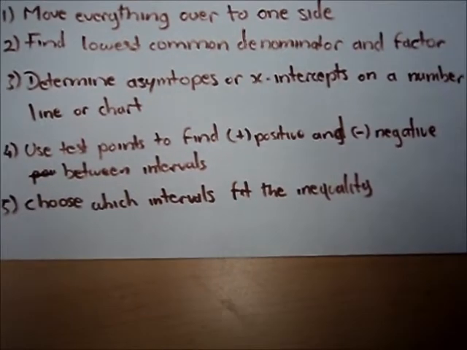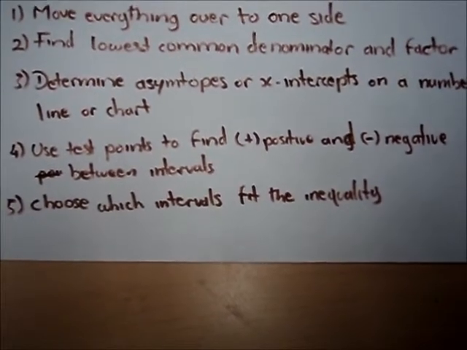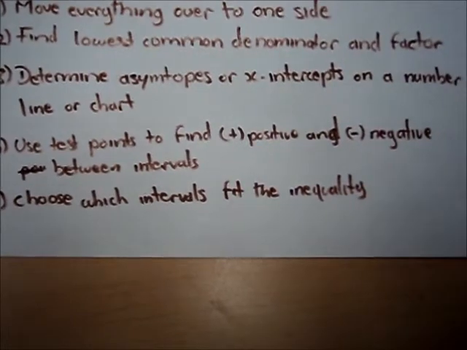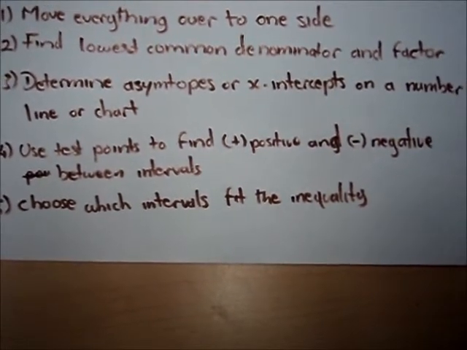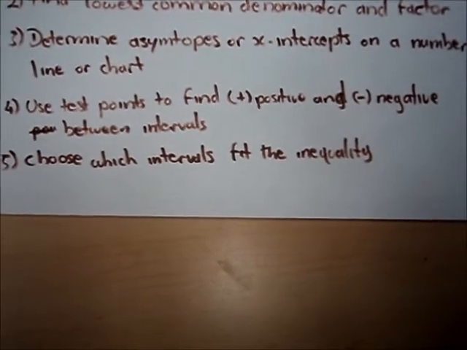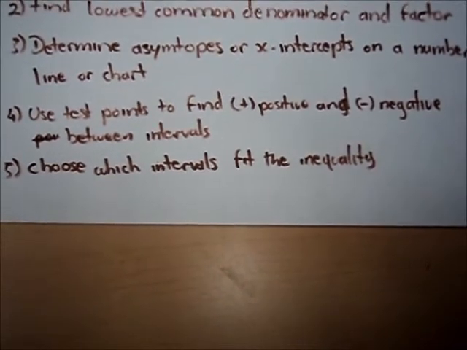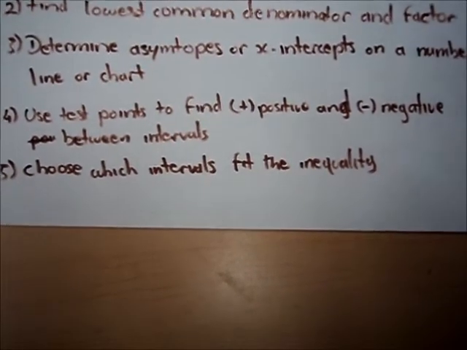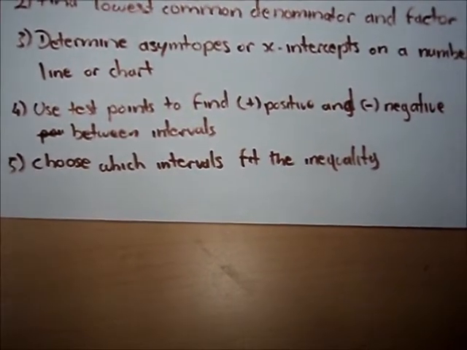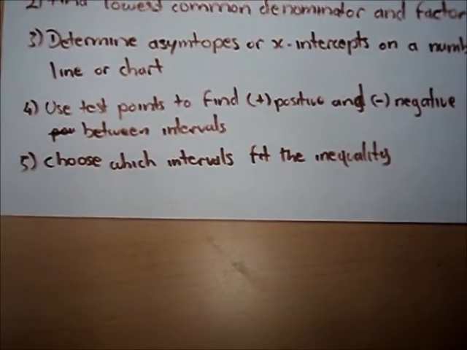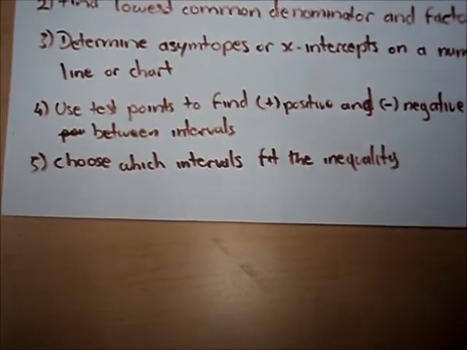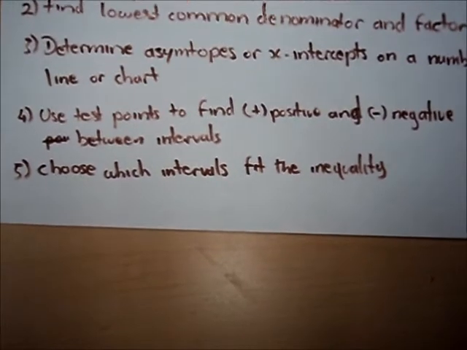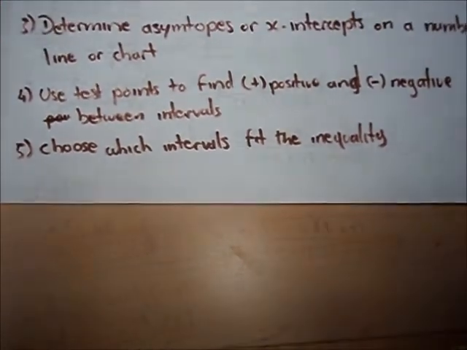After we find the lowest common denominator, we'll determine the asymptotes or the x-intercepts on a number line or a chart. In our presentation, we're going to do both to show you exactly how to do it. For the fourth point, we're going to use test points to find the positive and negative places between intervals. And for the last thing, we're going to choose which intervals fit the inequality.